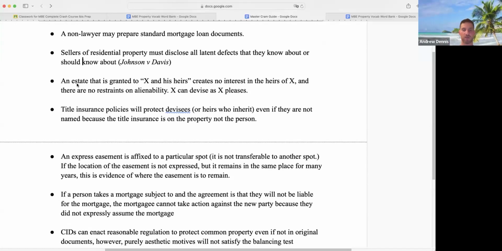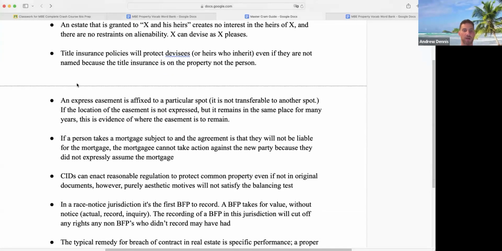Gabby, when I did this question earlier today, even if they are not named, because the title insurance policy is on the property, not the person. So we'll run with the heirs. An express easement is affixed to a particular spot, is not transferable to another spot. If the location of the easement is not expressed, but remains in the same place for many years, this is evidence of where the easement is to remain.